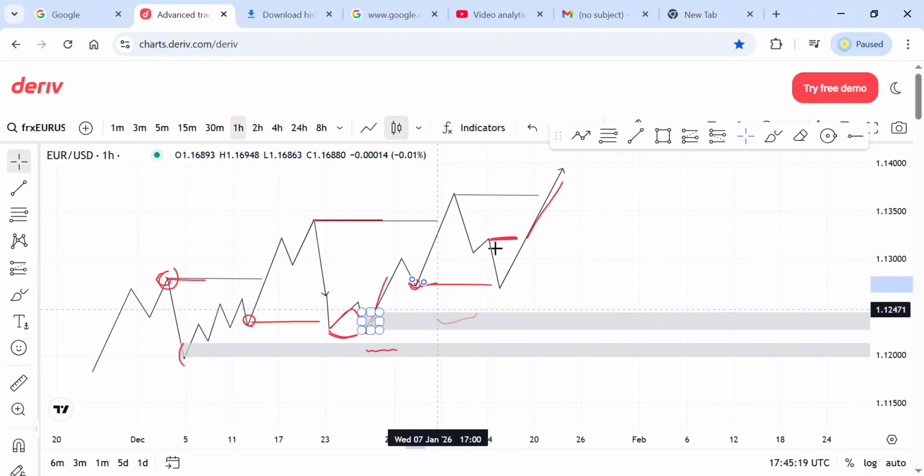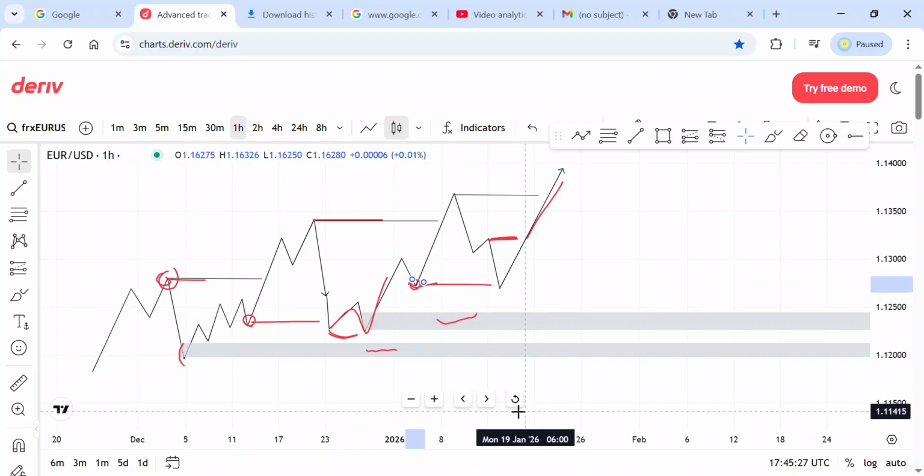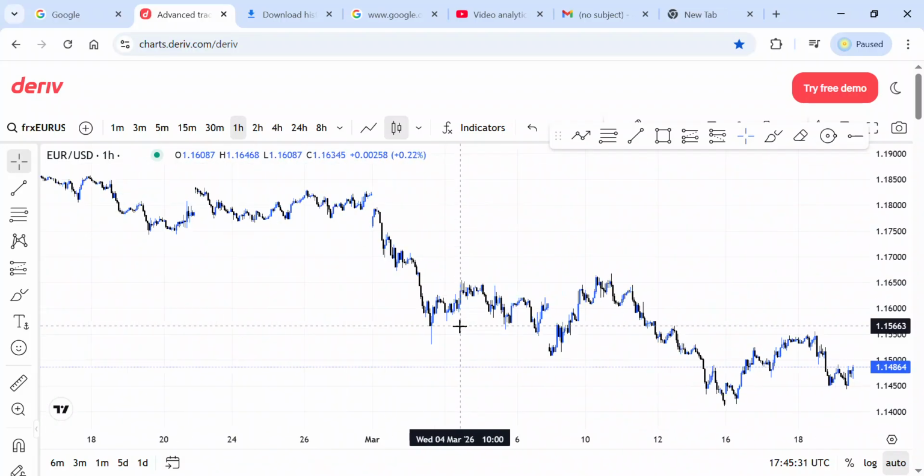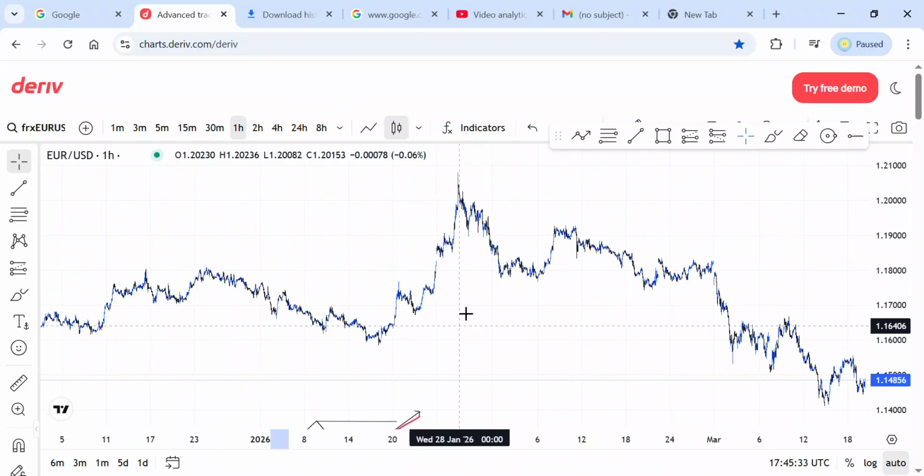Let's go to the live chart. Let's see a very quick example because I don't want this video to be too long. Let's see a very few examples of this thing that I just illustrated here. So this is the live chart. This is EURUSD 1 hour time frame.